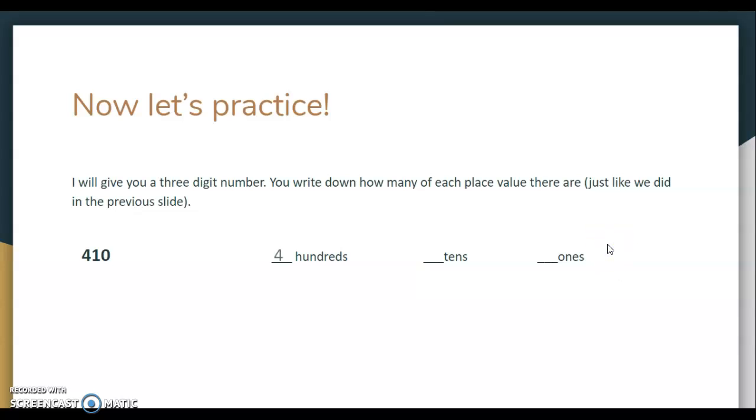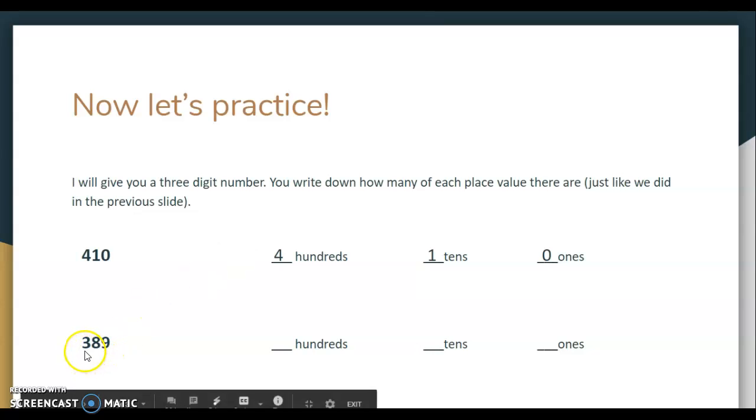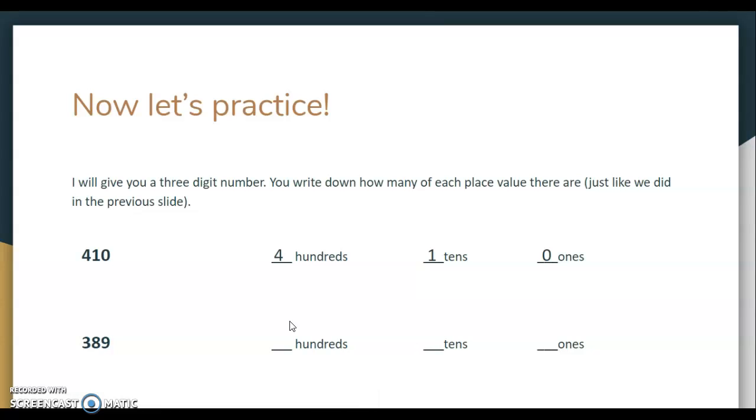Alright, let's check your answer. There are 4 hundreds, there's 1 ten, and there are 0 ones in the number 410. If you got that right, great work. Let's try another number, 389. Go ahead and do the same thing. How many of each place value are there in that number?